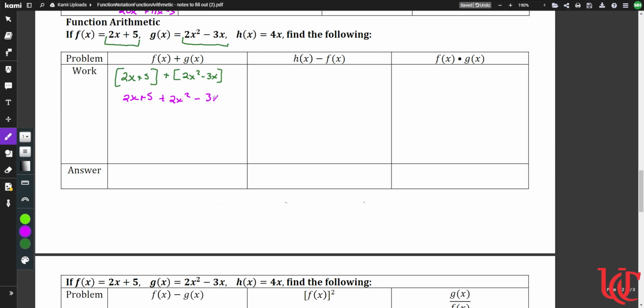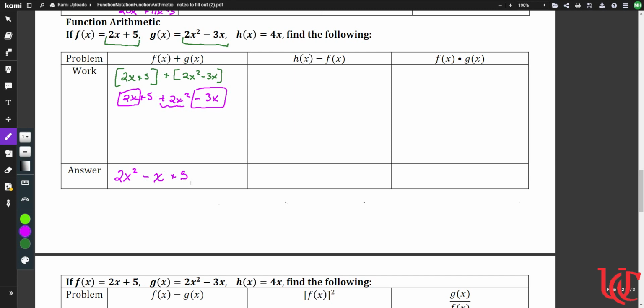Combine like terms. This is an x, not a v. All right, so put them in order. I have x squared first. So positive 2x squared, since there's nothing in front, it'll be 2x squared. And then I have a 2x and a minus 3x, so that is minus 1x, or just minus x. And then I have a plus 5.